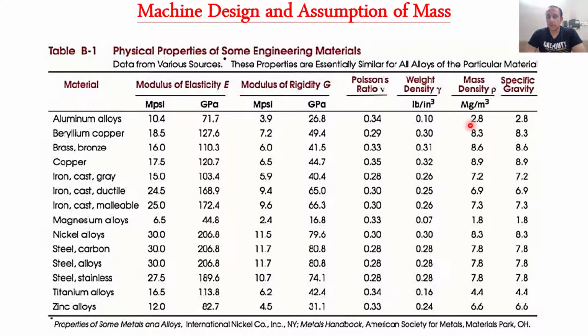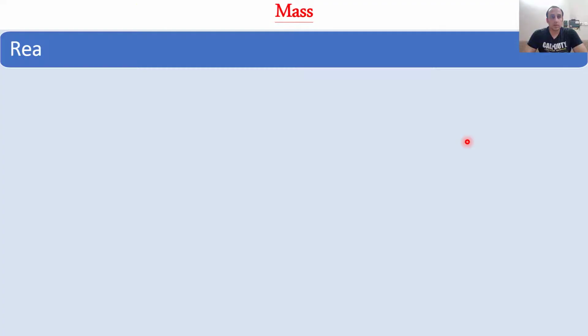Because we can calculate the volume of the links, and then we need to multiply that volume with this density. In this way we can get the value of mass, and if we have the value of mass and the value of acceleration, then we can calculate the value of dynamic forces. There is no need to read those values, but you should know which value is relevant to the dynamic analysis.